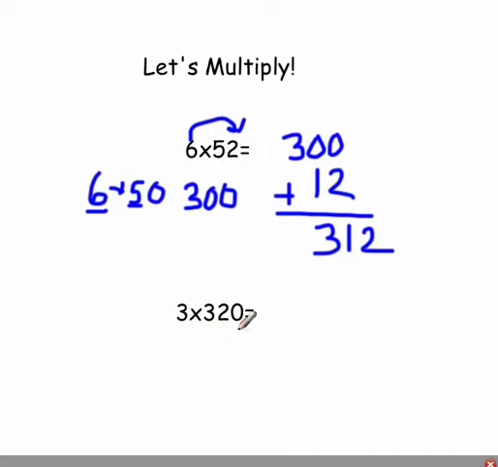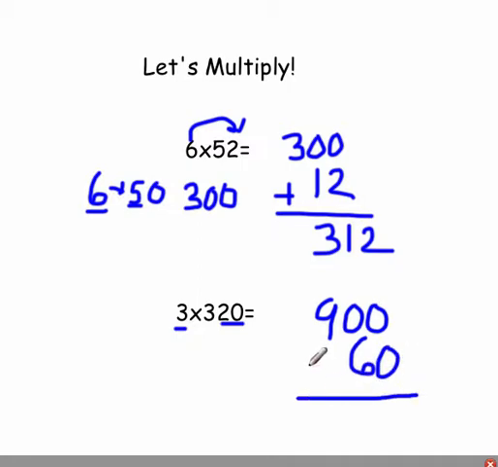Next one, 3 times 320. I want to break apart the 320 into a 300 and a 20. I'm going to do 3 times 300 first. I can count by 300s. 300, 600, 900. 3 300s is 900. I'm going to write that here. And then I have 3 20s. 20, 40, 60. I'm going to write that over here. And then I just add these pieces together. 900 plus the 60 gives me 960.